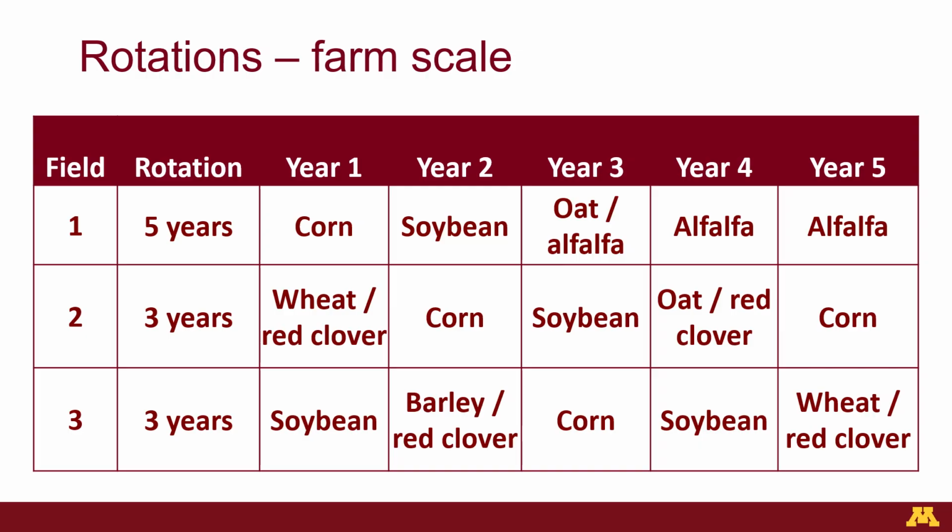Field 2 has a 3-year rotation. Year 1 is wheat underseeded with red clover, Year 2 is corn, and Year 3 is soybean. Then the rotation starts over in Year 4 with oat underseeded with red clover, and Year 5 is corn. Field 3 has a 3-year rotation. Year 1 is soybean. Year 2, barley underseeded with red clover, and Year 3 is corn. Then the rotation starts over with soybean in Year 4, followed by wheat underseeded with red clover in Year 5. Notice how the rotations are staggered, so that each field has a different crop in a given year.